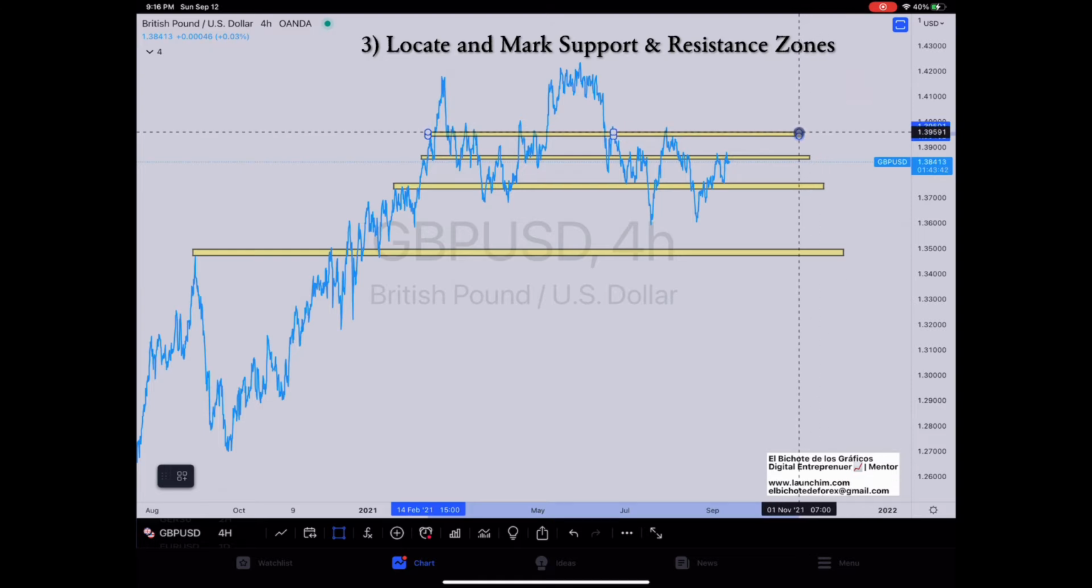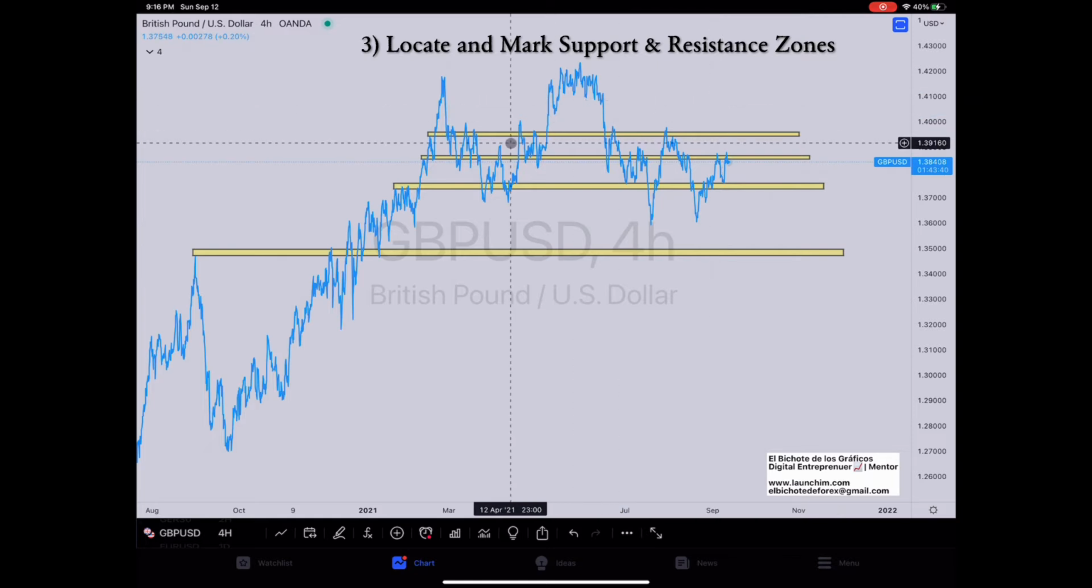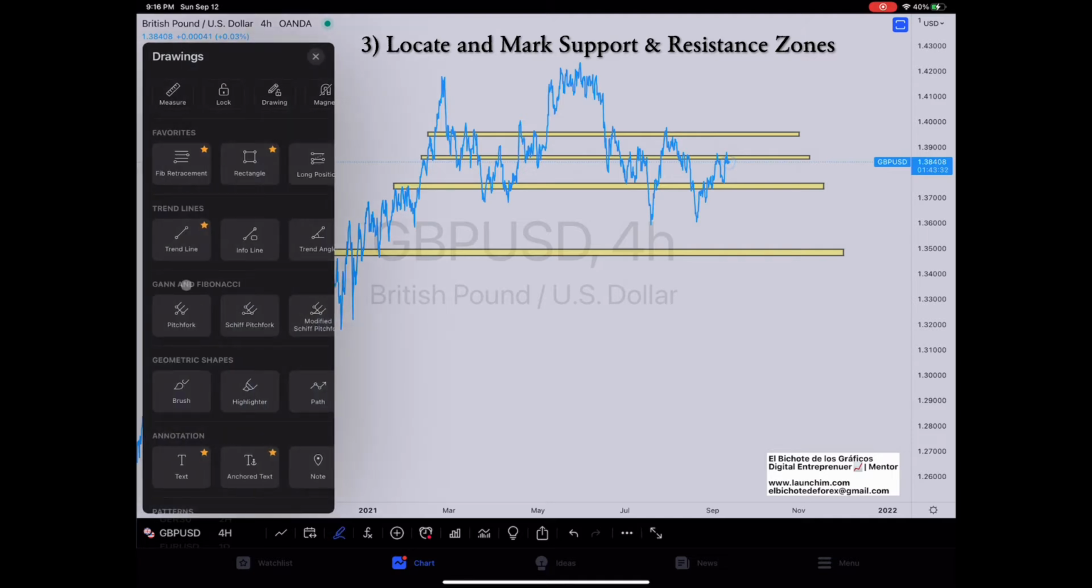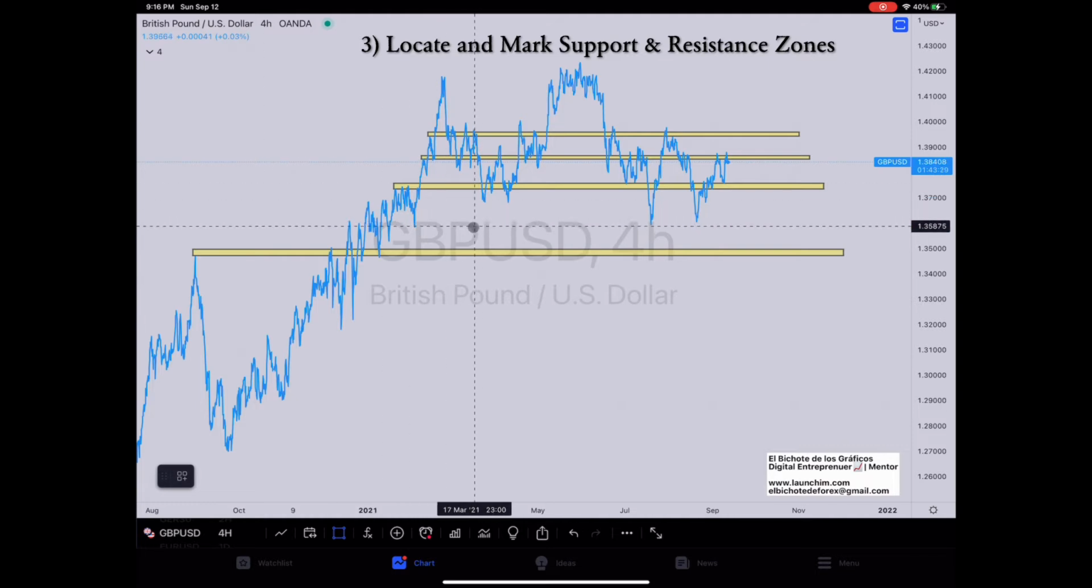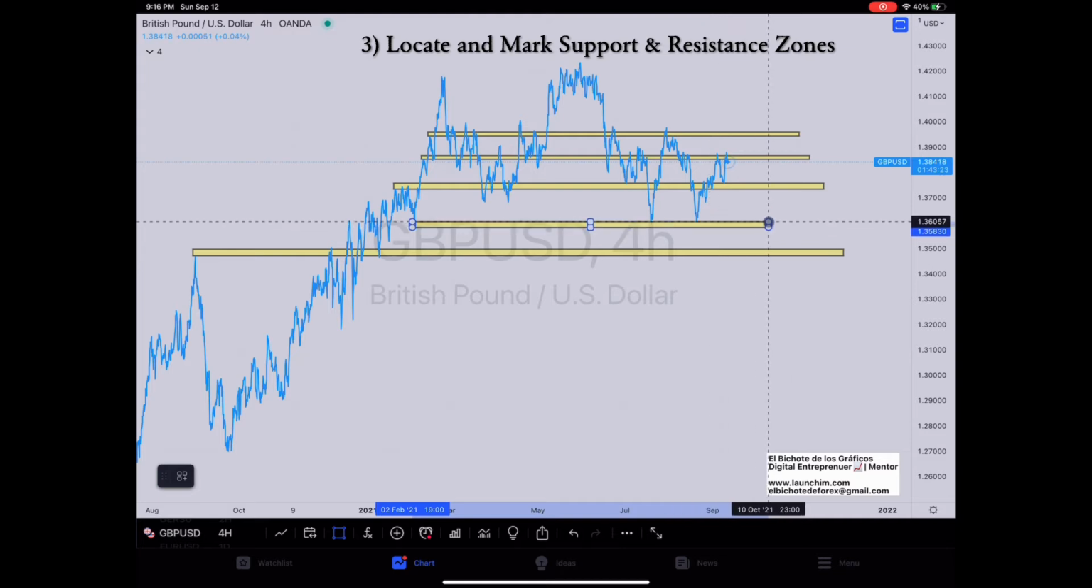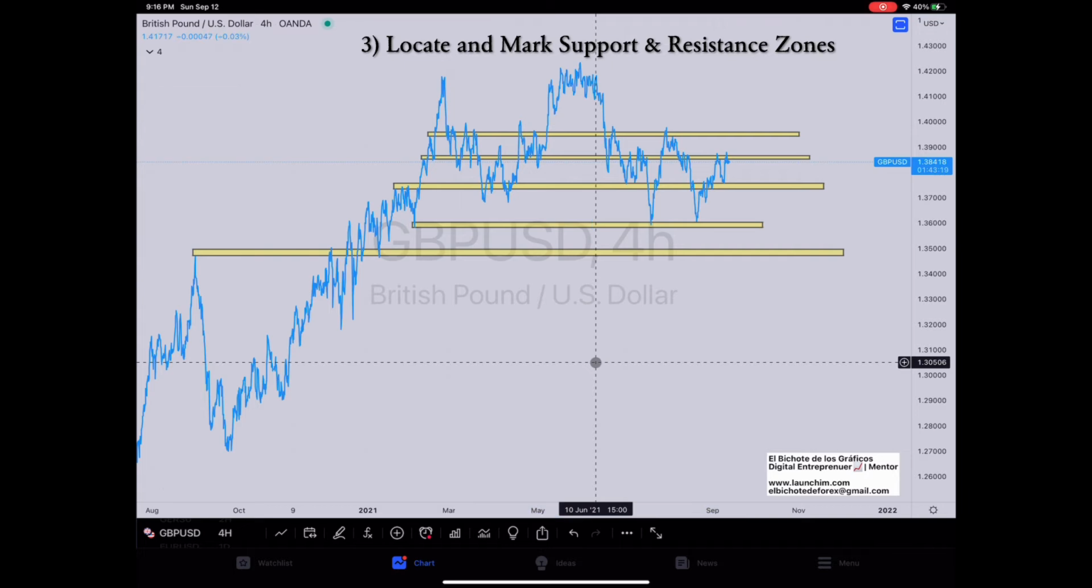So what I'm doing right now, I'm not really worrying too much about being very specific. I'm literally just finding these zones and marking them up. And I'll show you guys a little bit later in this video how you can go about cleaning it up and making it more relevant. So right now, I've already marked up a bunch of resistance zones. Now I'm going to show you guys a couple of support zones right here.